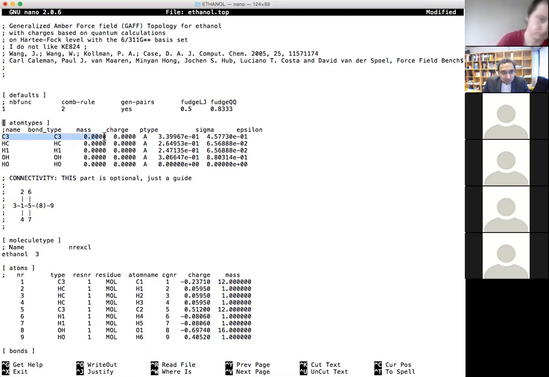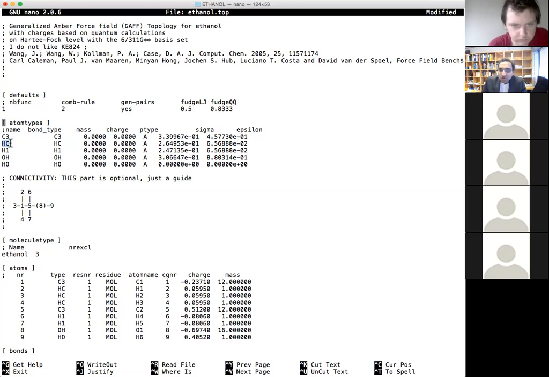The first one here is called C3, which is an aliphatic carbon atom bonded to 3 hydrogen atoms. Here you can see that the mass and charge are set to 0. Don't worry about that. We are going to give them the correct mass and charge a little bit later. Don't worry about p type. Then you have sigma and epsilon. In GROMACS, the units of energy are kilojoules per mole, and the units of distance are nanometers. So for this carbon, which is an aliphatic carbon linked to 3 hydrogen atoms, we have described the sigma and epsilon.